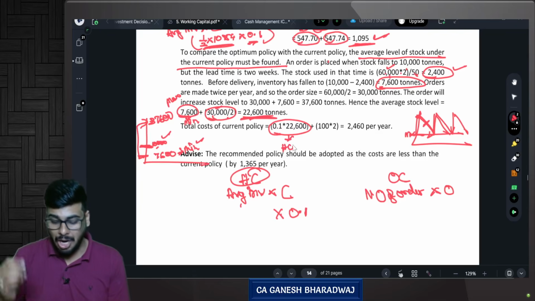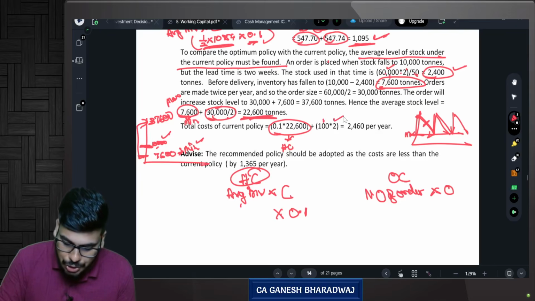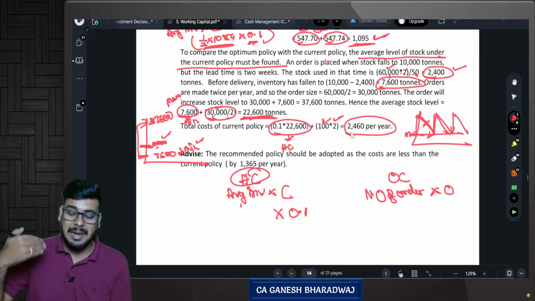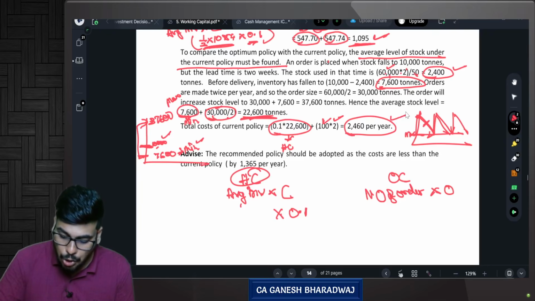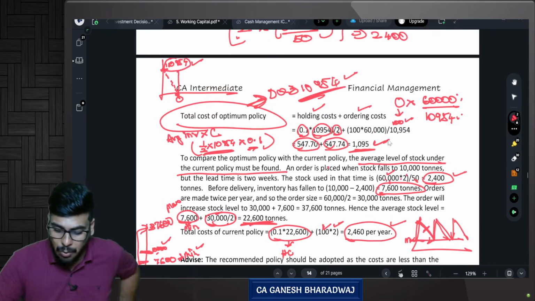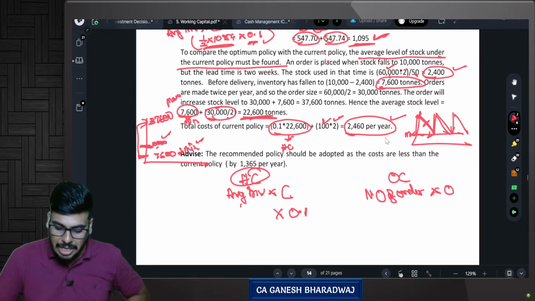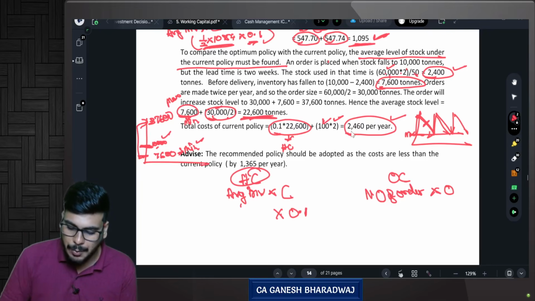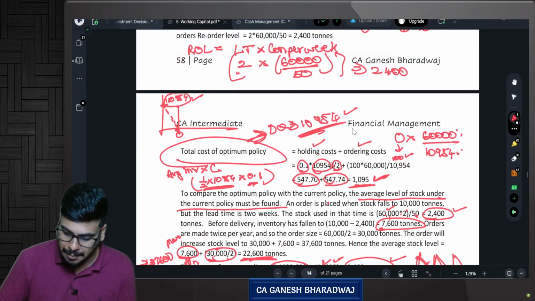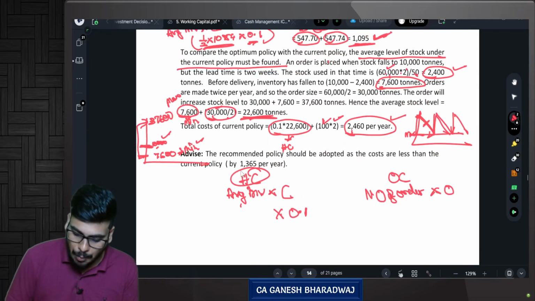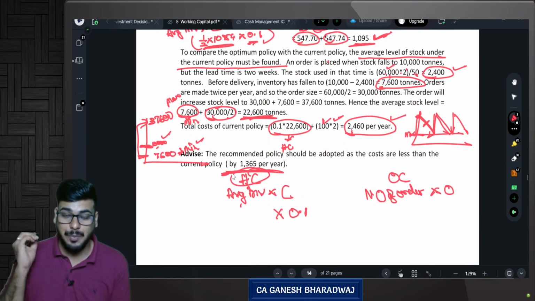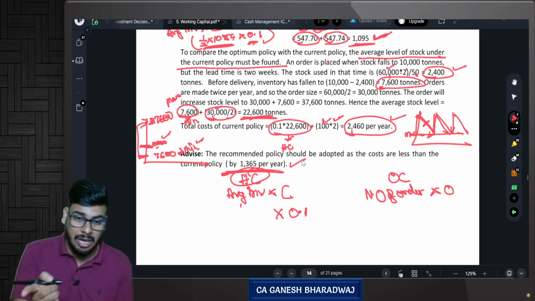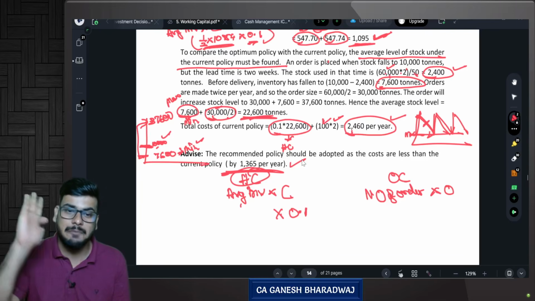Then what is going to be your ordering cost? It is going to be the number of orders, that is 2, into the ordering cost per order. So the overall cost, if I am placing an order twice in a year, is going to be 2,460, whereas if I follow EOQ, it is just going to be 1095. So how much extra cost am I incurring because I am deviating from EOQ? The difference, 2460 minus 1095, gives you 1365 rupees per year. So every year I am incurring an extra cost of 1365 because I am deviating from my EOQ. So it is better to follow EOQ.